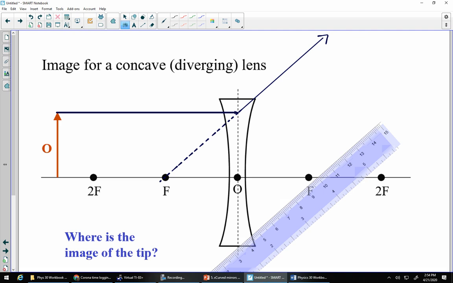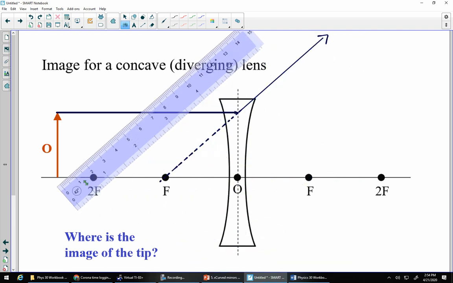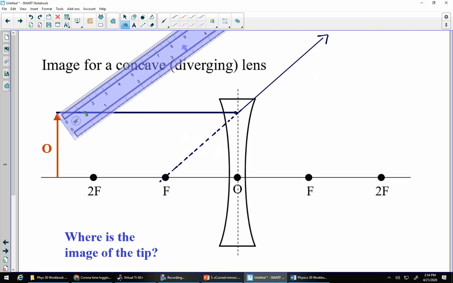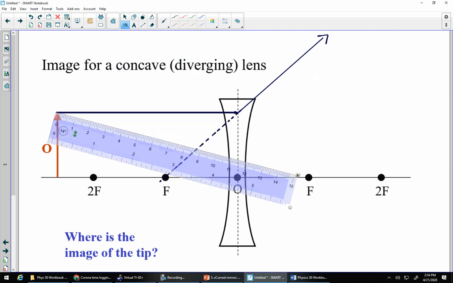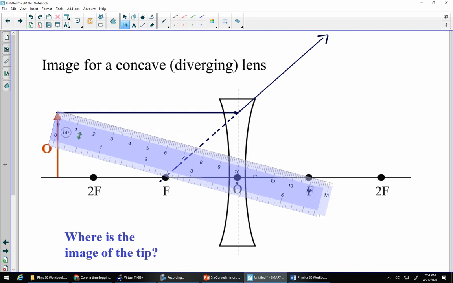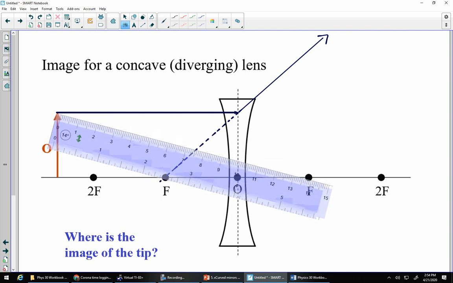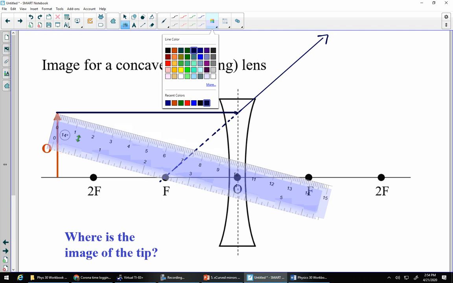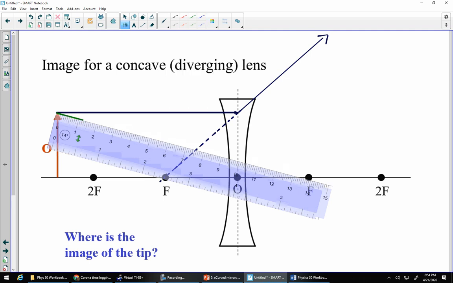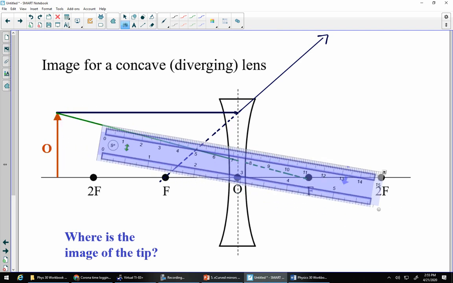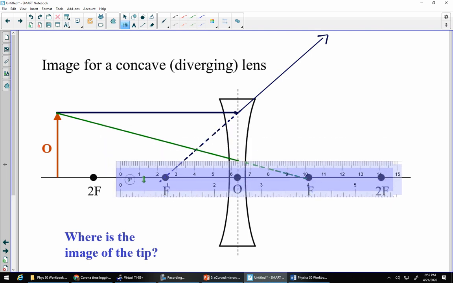Always go parallel first. The second one we want to look at is, if it's going through the focal point, it's going to come back parallel. So I need to line this up. The first focal point has already been used, so now I need to line this up with my second focal point. Let's pick a different color for this one. It's going to be coming in, looking as if it's going to match up with that focal point, but realistically, it's going to go parallel to the principal axis. It's going to shoot out this way. Awesome.